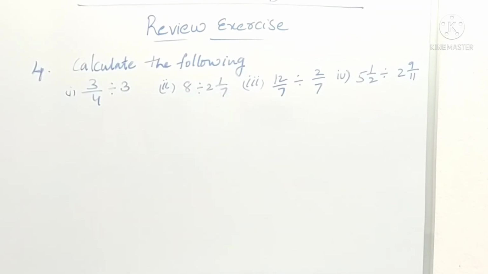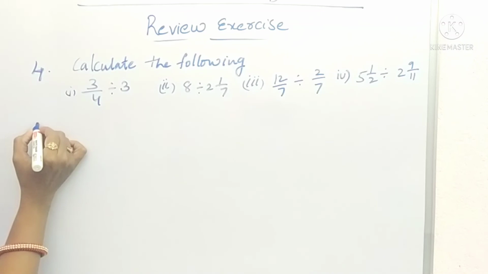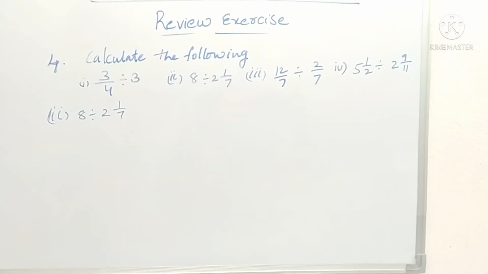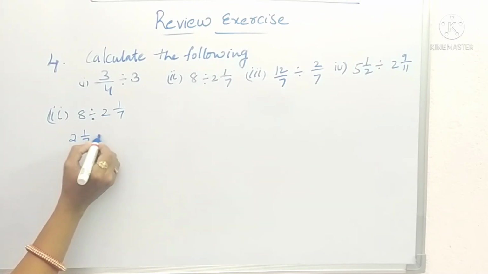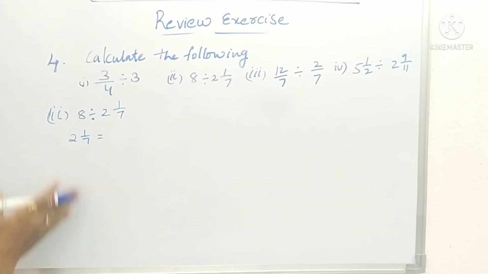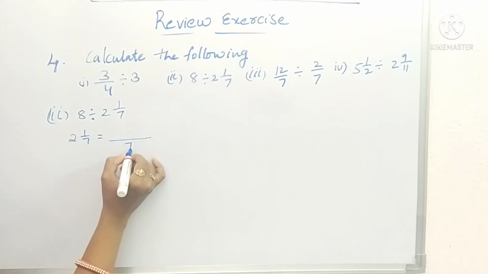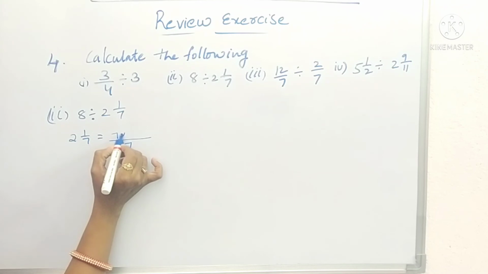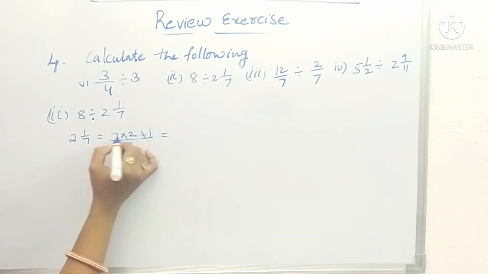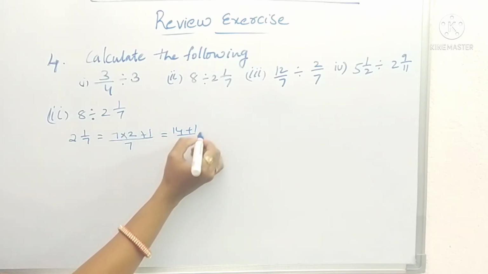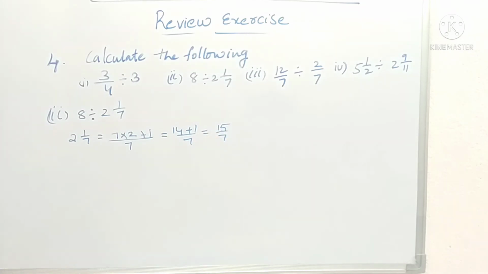So in our second one they gave 8 divided by 2 1 by 7. Here a mixed fraction is there. Whenever you see a mixed fraction, immediately you have to convert this mixed fraction into an improper fraction, that means into a fraction. For that take the denominator the same and start with the denominator, 7 into 2 plus numerator. 7 2s are 14 plus 1, that is 15 by 7.